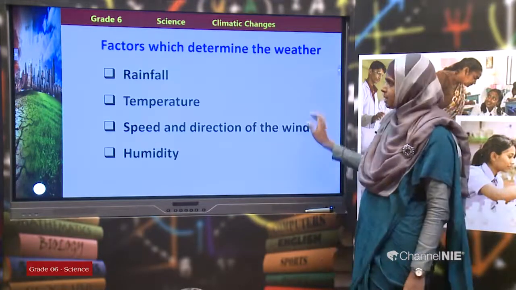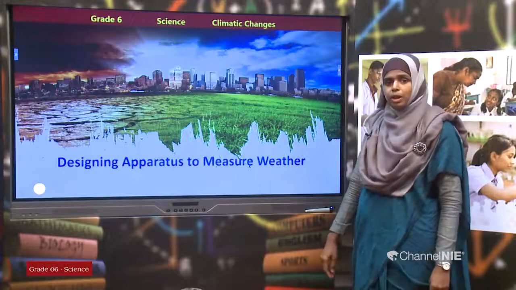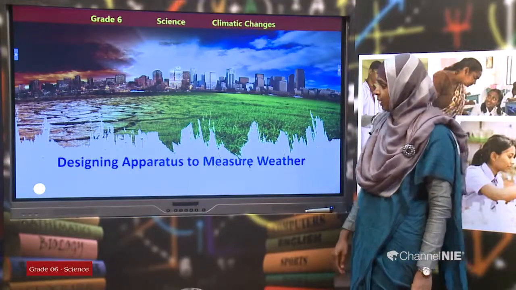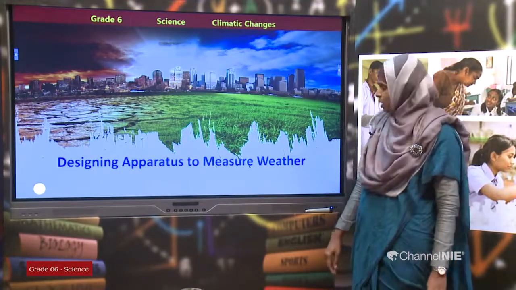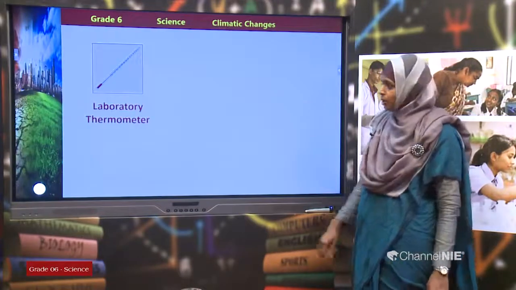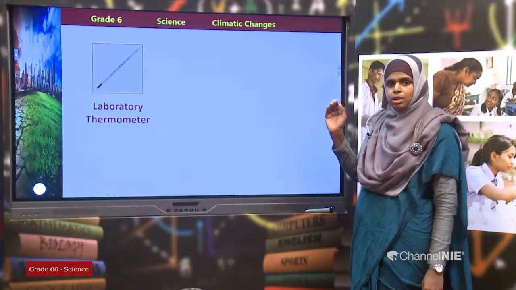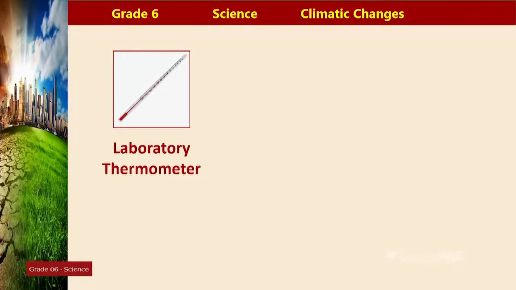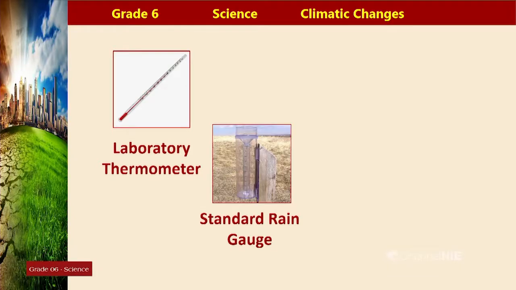In the previous lesson, we were looking at various apparatus that we can design in order to measure these factors which determine the weather. We have learned about the laboratory thermometer, which can be used to measure the temperature. The measurements are given in degrees Celsius. We have learned about the standard rain gauge, which is used to measure the rainfall, and the measurements are given in millimeters.